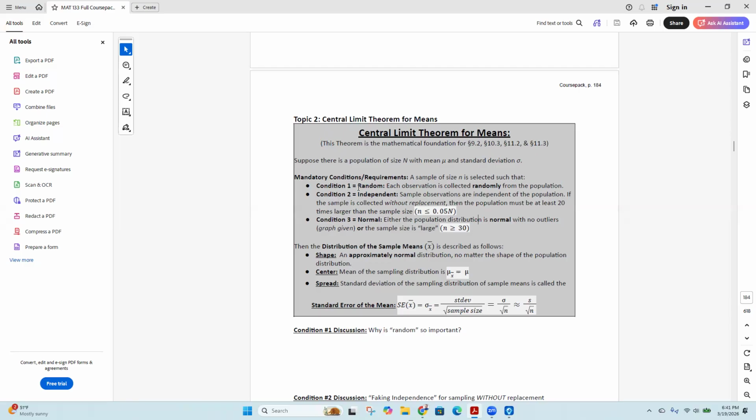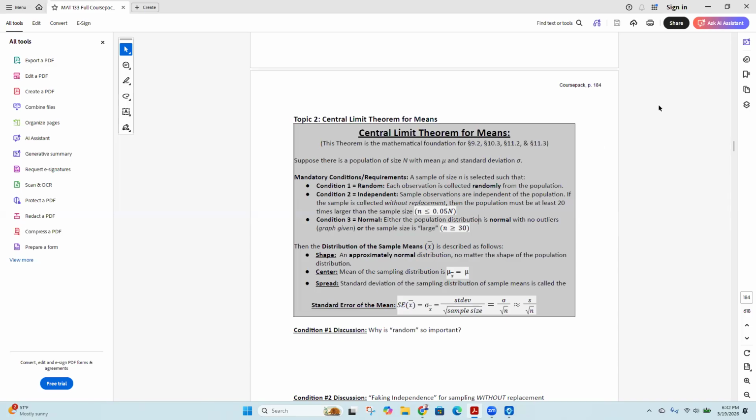But it does say that you have to make sure that you're selecting your sample randomly. That means that every single person in that population has equal chance of getting selected. That's actually difficult to do. Okay. In our class, that's going to be the easiest one to check.